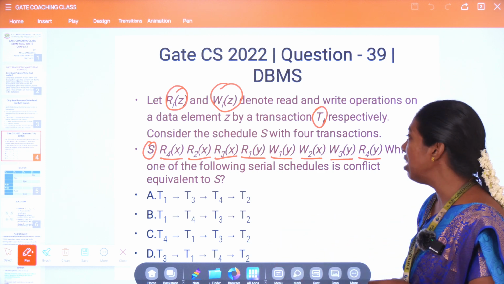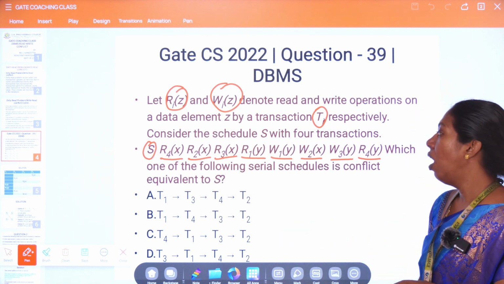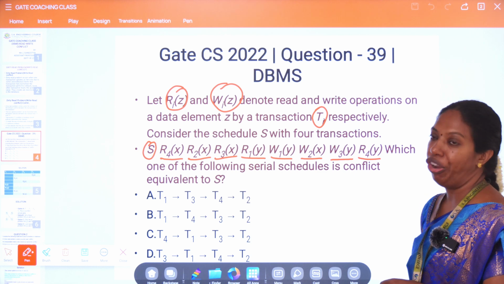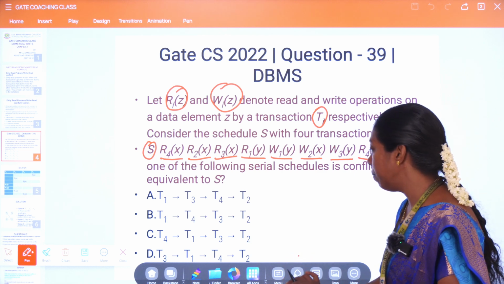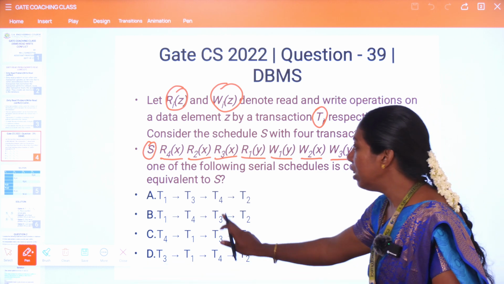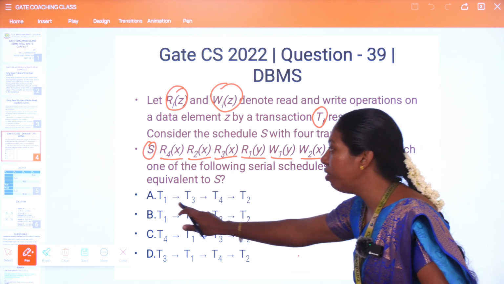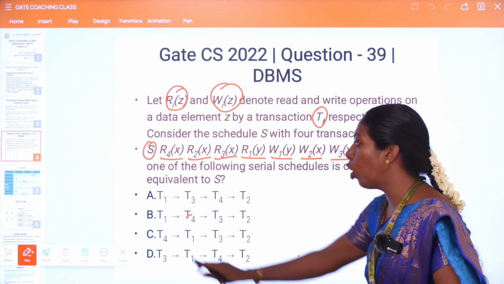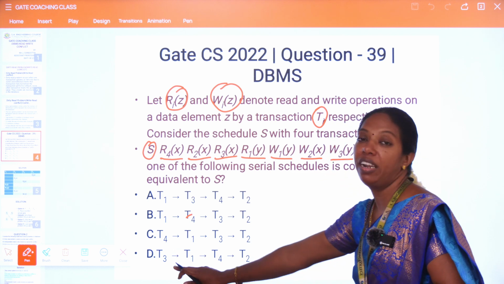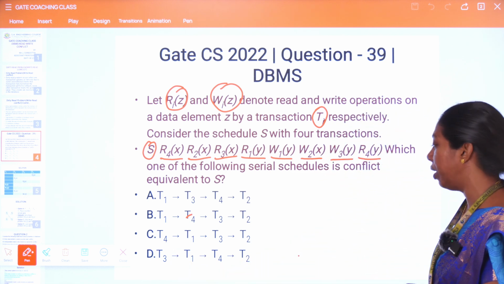You have to find out the serial schedules that are conflict equivalent to the schedule. So these are all the options. So you have to find out whether option A is correct, or B is correct, or C is correct, or D is correct. You have to find out that.